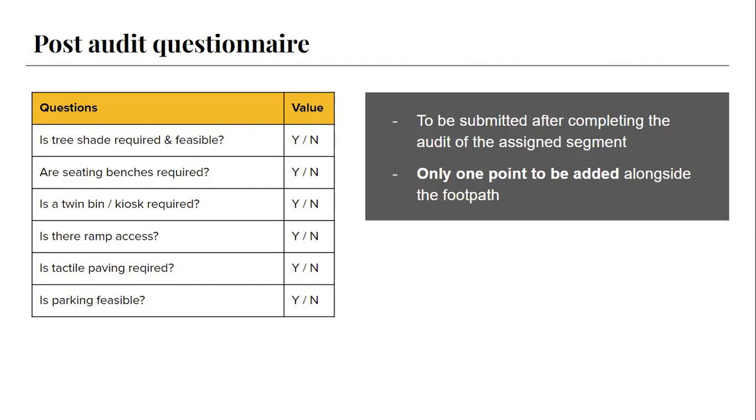Those could be possibilities. Is there ramp access? The majority of our roads don't have ramp access, so it would largely be no. But if there is that one odd road that we find with ramp access, then that would be the no when it's not required. Tactile paving is basically the line and dot paving, which is for the visually impaired. This also does not exist on the majority of our roads, so most largely your answer will be yes, it's required.